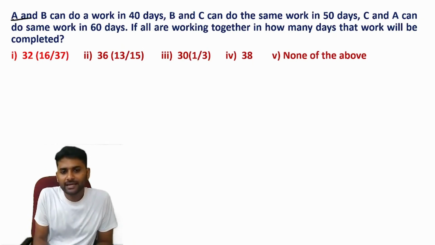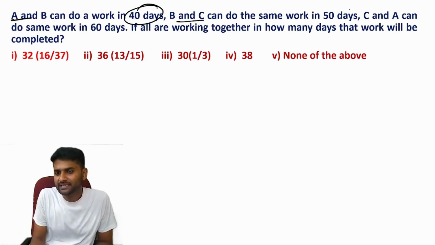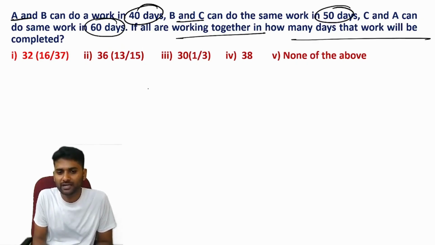Now see, A and B can complete the work in 40 days. BC take 50 days. CA take 60 days for the same work. If all work together, how many days does it take? AB takes 40 days.